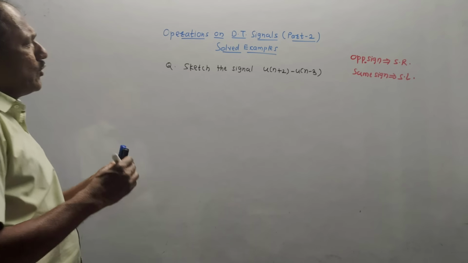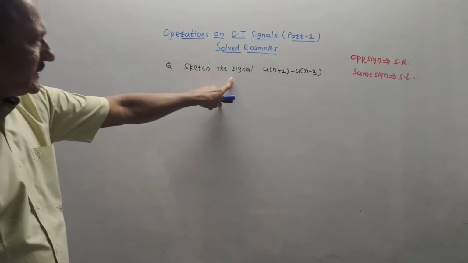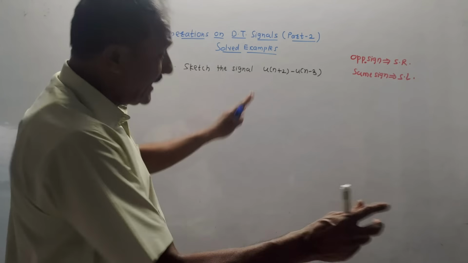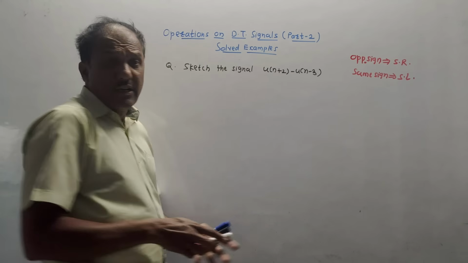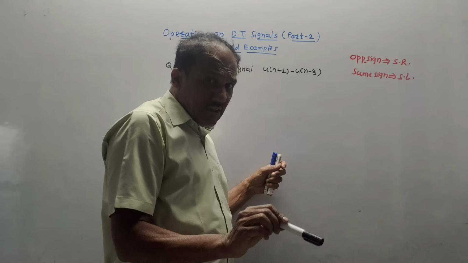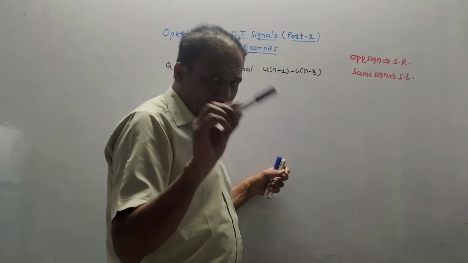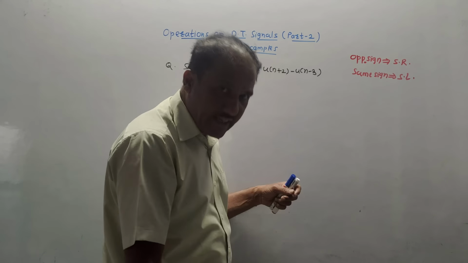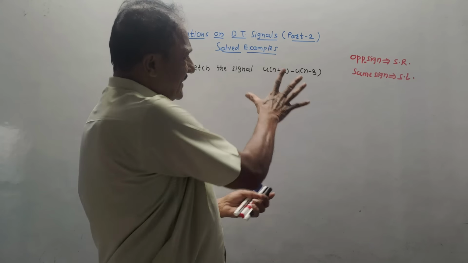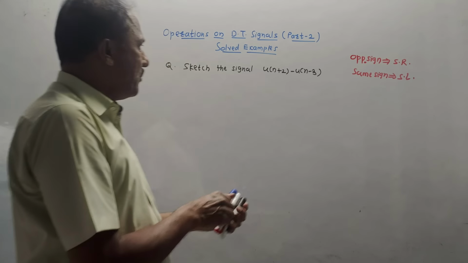Now let us solve a few numericals. First question is, sketch the signal u of n plus 2 minus u of n minus 3. You can well expect such types of questions. Dear students, again I will repeat, watch the video related to standard or test signals which I have already created, because throughout the subject all these signals are required. Presently I will explain what is required for this numerical.